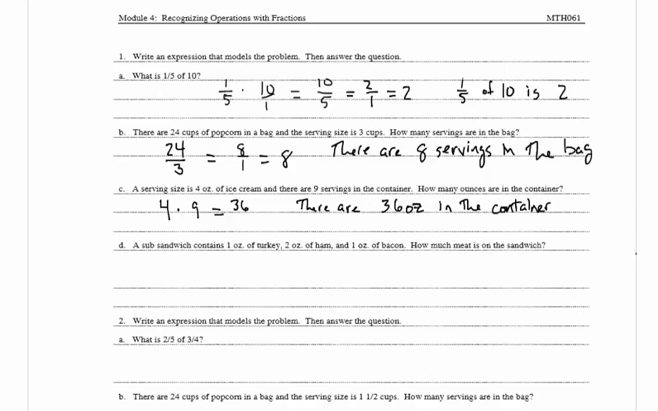In D, we have a sub sandwich contains 1 ounce of turkey, 2 ounces of ham, and 1 ounce of bacon. How much meat is on the sandwich? So for this problem, we're going to want to add all of the weights of each type of meat. So we have 1 ounce of turkey, 2 ounces of ham, and 1 ounce of bacon. And 1 plus 2 plus 1 is equal to 4. So there is 4 ounces of meat on the sandwich.